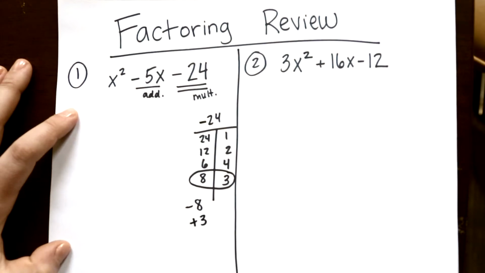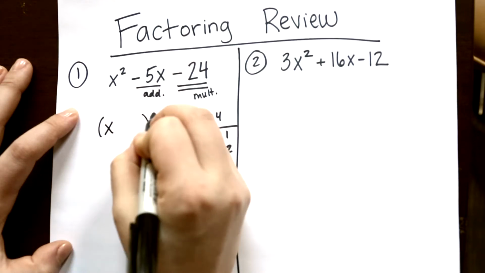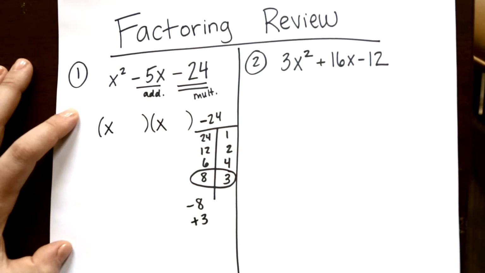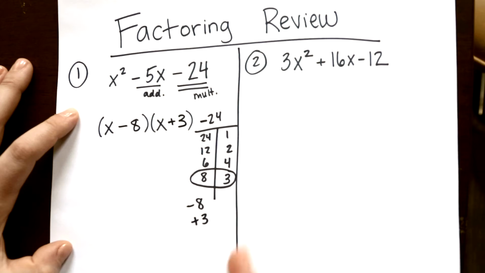Since those are my two numbers that I've unlocked here, I'm going to put this into parentheses and drop my two numbers in there. I have a -8 and a positive 3, so x minus 8 times x plus 3. And that would be your final answer if you just had to simplify the quadratic equation.